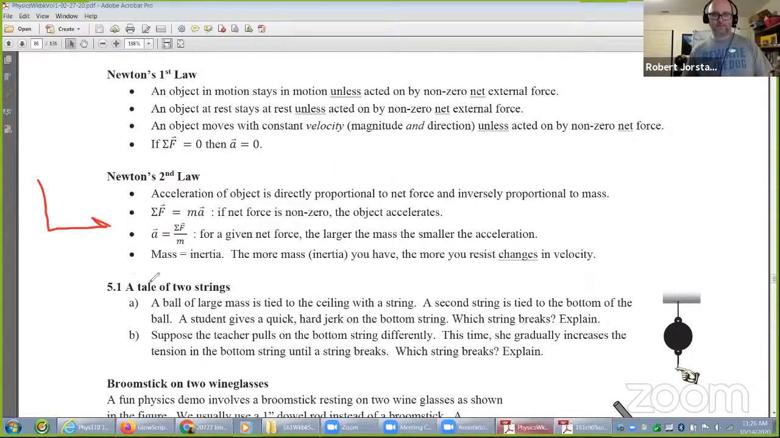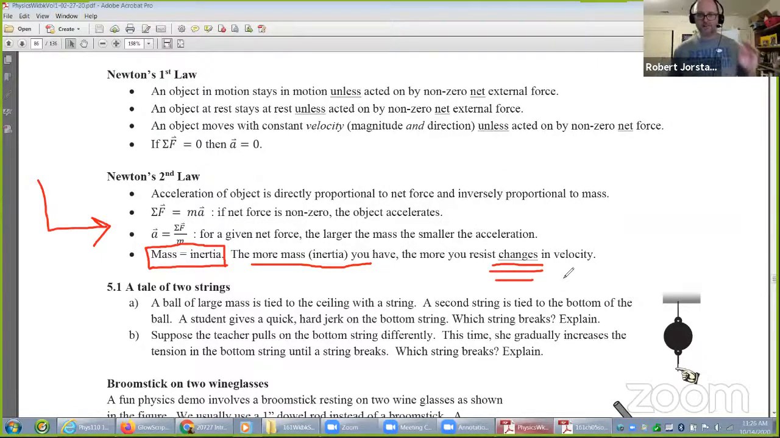All right, so we talked a little bit about Newton's second law right here. Let's see if there's anything I forgot. This. I want you to think of mass as inertia. The more mass or inertia you have, the more you resist changes in velocity. So your mass doesn't resist velocity. That sentence makes no sense. No one says mass resists velocity. You resist changes to your velocity. The more massive you are, the harder it is to stop you once you're going. Furthermore, the more massive you are, the harder it is to get you started if you're at rest.